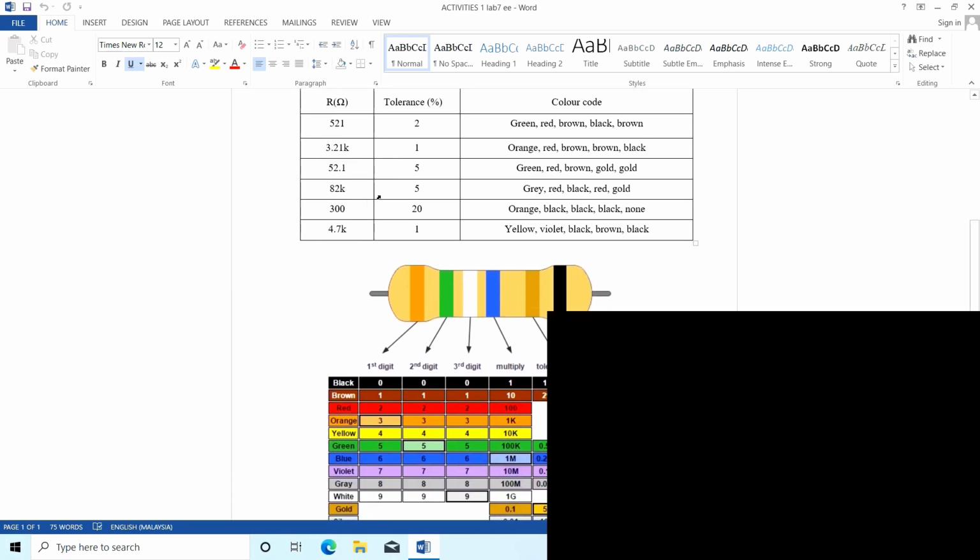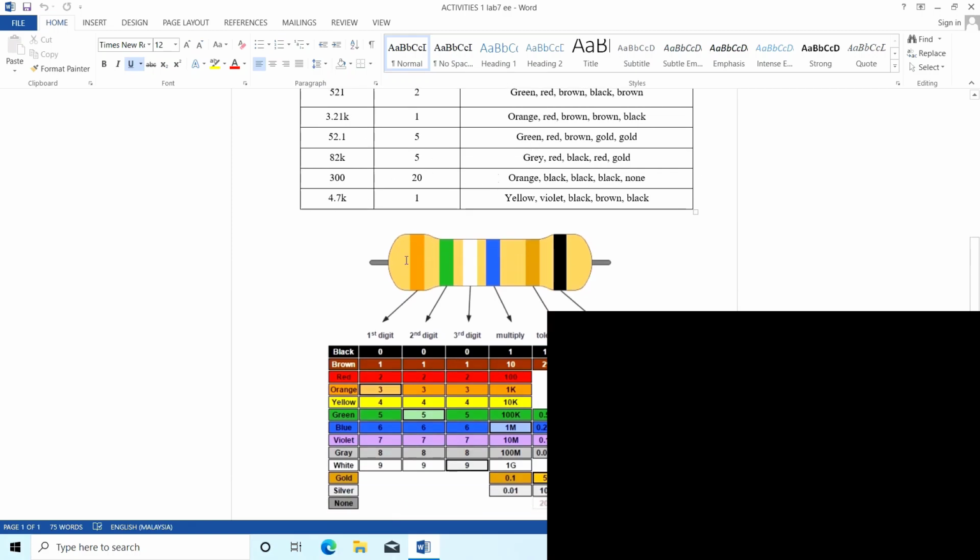For the example in this activity, we took 82,000, with a tolerance of 5%. First, we see which color is 8. 8 is a grey color, and the second is 2. Number 2 is a red color, and then for the third digit we put a 0 as black.